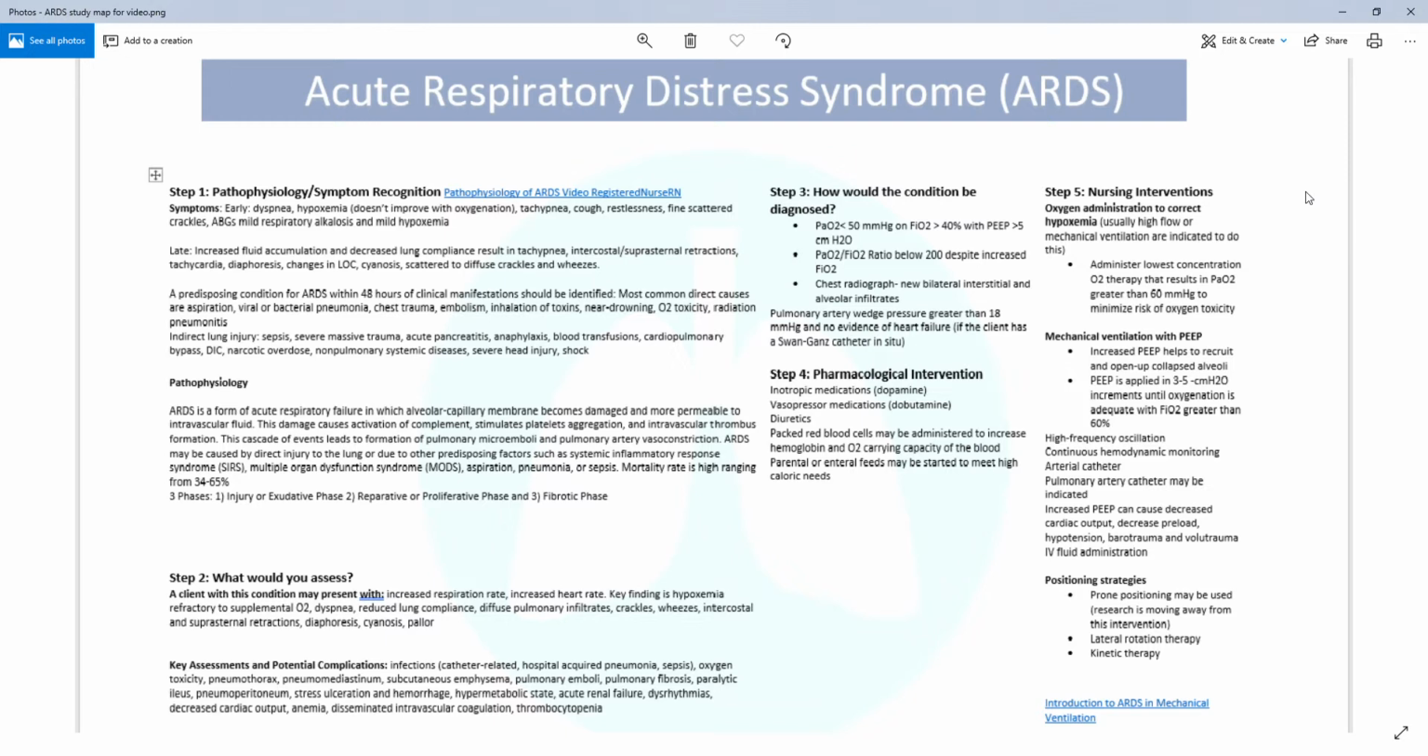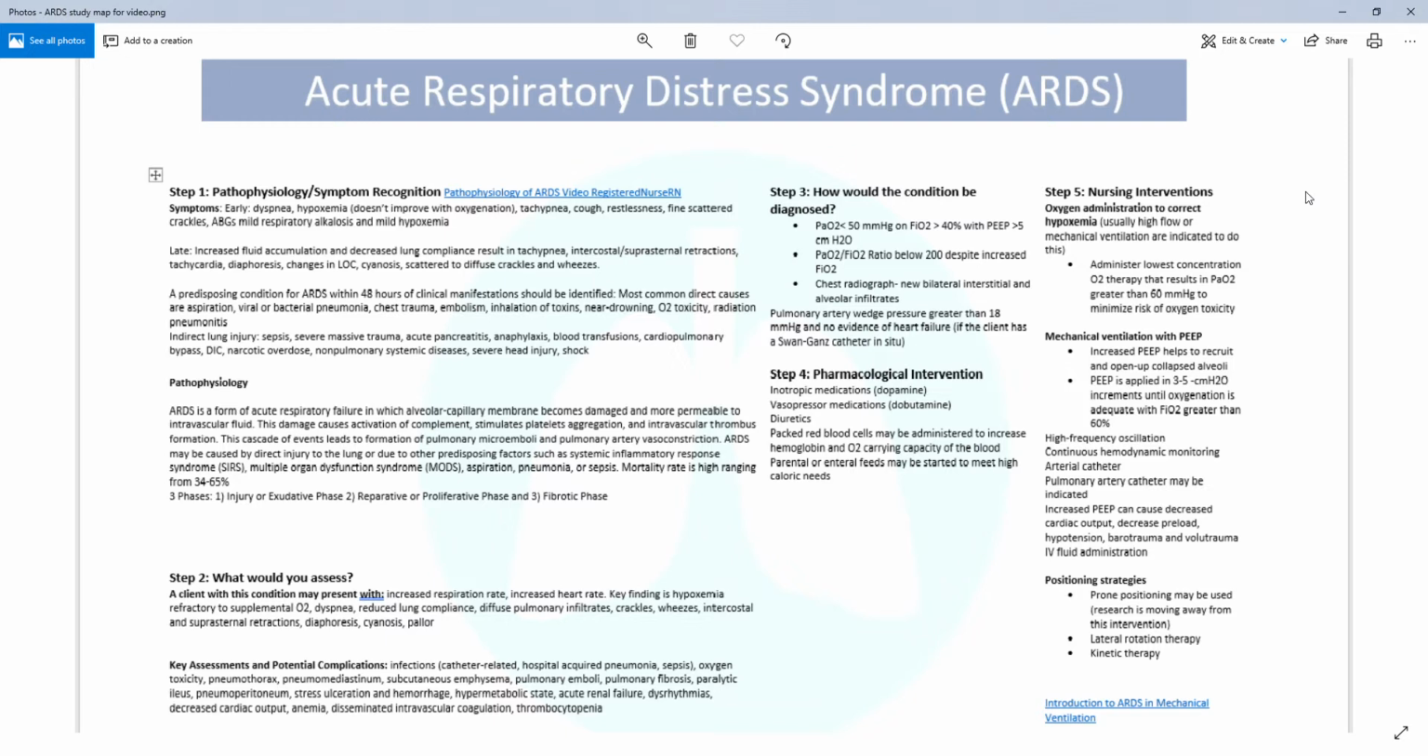So in the case of ARDS here, oxygen is given to correct hypoxemia. And in these cases, patients are almost always mechanically ventilated because they're so sick. And PEEP, or positive end expiratory pressure, becomes a really important component of management because PEEP helps to recruit, which is another term for opening up, collapsed alveoli. And so in nursing, what we do is we work with respiratory therapy and we increase the PEEP in 3 to 5 centimeter water increments until we can get an FiO2 greater than 60%.